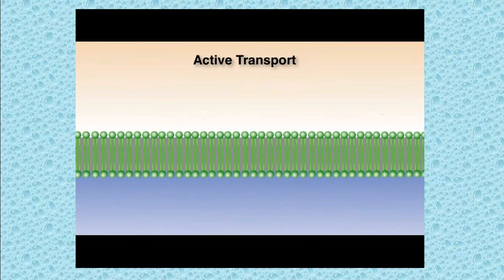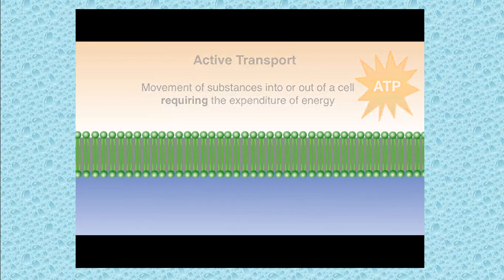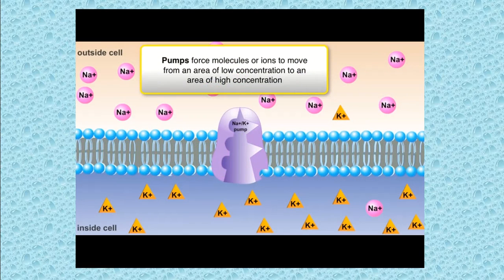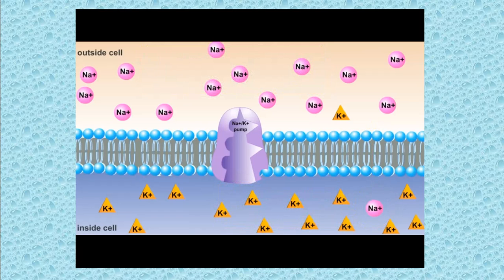Active transport is a type of cell transport that requires the input of energy in the form of ATP. The proteins that conduct this form of transport are often called pumps because they force molecules or ions to move from an area of low concentration to an area of high concentration. This is commonly referred to as against the concentration gradient. One of the more common examples of active transport is the sodium-potassium pump.